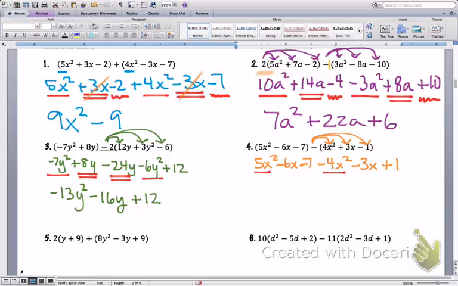5x squared and 4x squared combined gives me 1x squared, or just x squared. You can put the 1 in the front, I'll put it in yellow, or you can choose not to put it. That's your call. Then the negative 6x with the negative 3x combined gives us negative 9x. And the negative 7 with the positive 1 gives us negative 6. Let's move on to the last two.